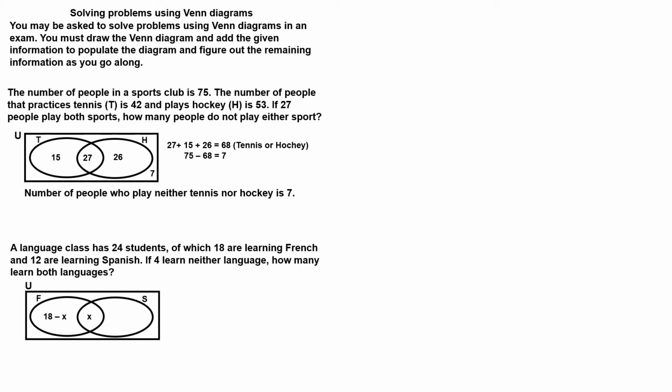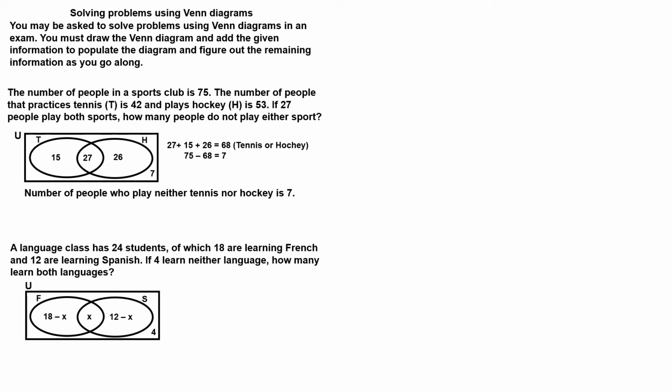So we will put 18 minus x in the French only part of the French circle. We know that 12 are learning Spanish, so 12 minus x are learning only Spanish. So we will put 12 minus x in the Spanish only part of the Spanish circle. We know that 4 of them are not learning either French or Spanish, so we will put 4 inside the rectangle, but outside the two circles.